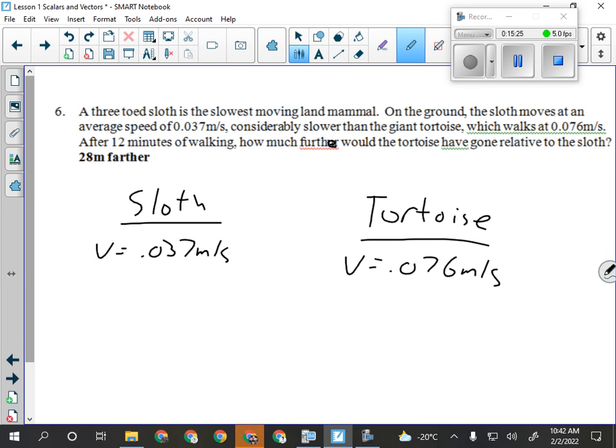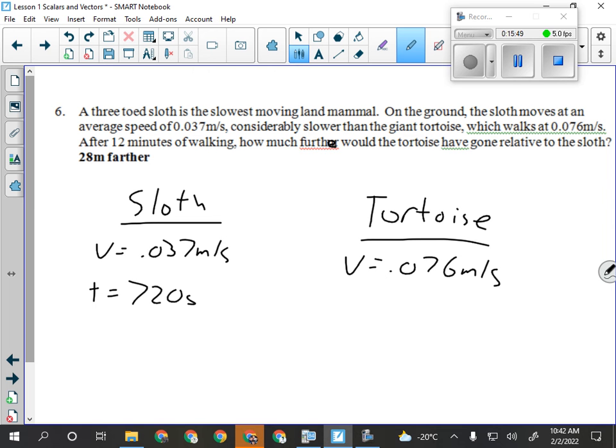What's the problem with me giving you the time in minutes? You have to convert it to seconds. Yeah, I got to convert it to seconds. Okay, I can't have meters per second and minutes. My units have to match. So either I've got to change the speed to meters per minute, or I've got to change the time from minutes to seconds, which is easier. Okay, so 12 times 60 is going to be what?